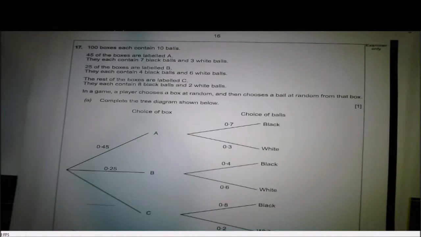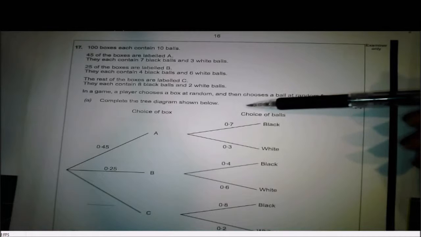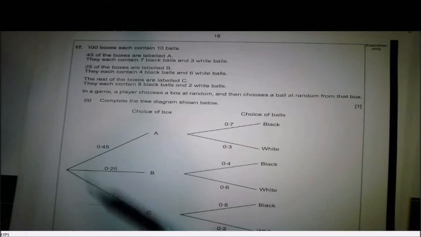Question 17. A lot of words in this question which we need to read through quite carefully, but also I can see a tree diagram, so that tells me it's going to be about probability. The information I have is that 100 boxes each contain 10 balls.